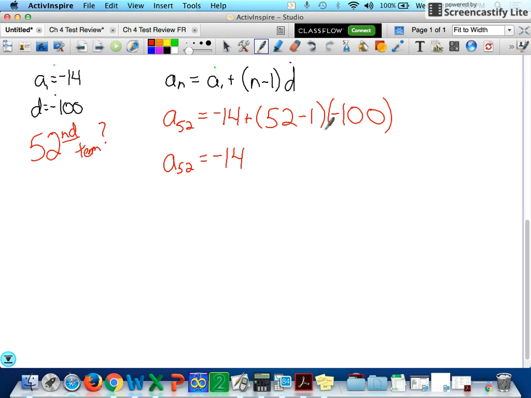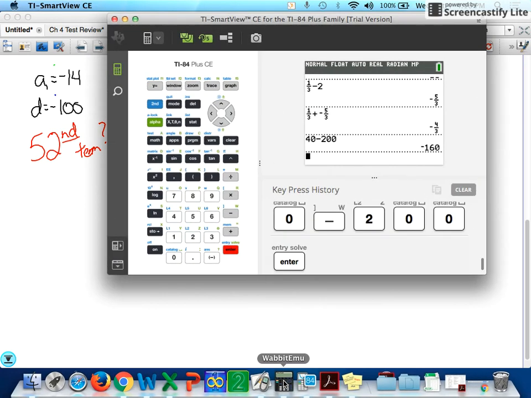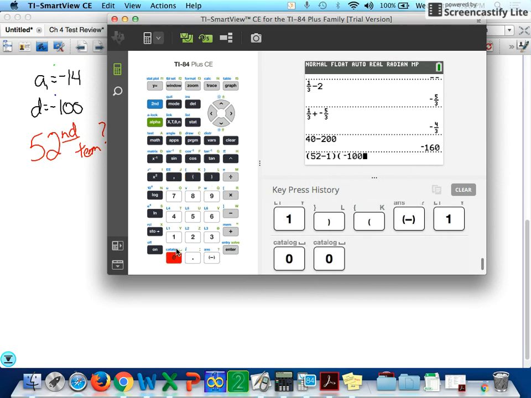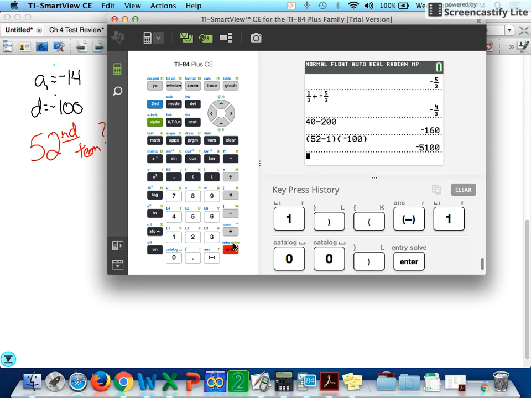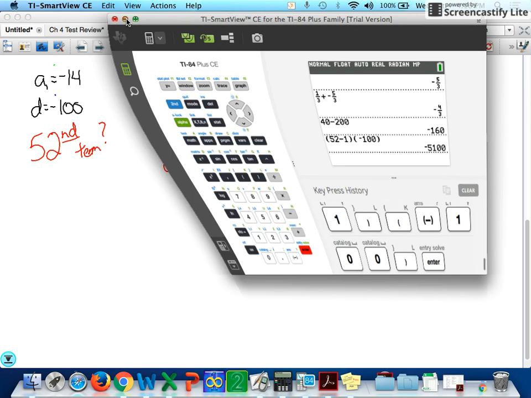Right here, I was just saying this negative 14 stayed the same. A sub 52 stayed the same. This is what we're looking for, this A sub 52. So right here, we've got to put that whole thing in the calculator. What that is: 52 minus 1, and we're multiplying it by a negative 100. Should be a big number. Yep, there it is, negative 5100.